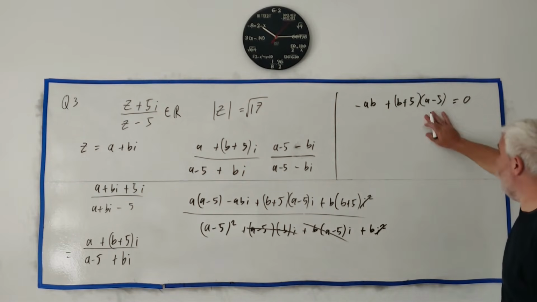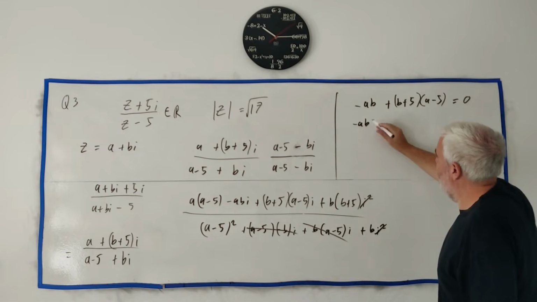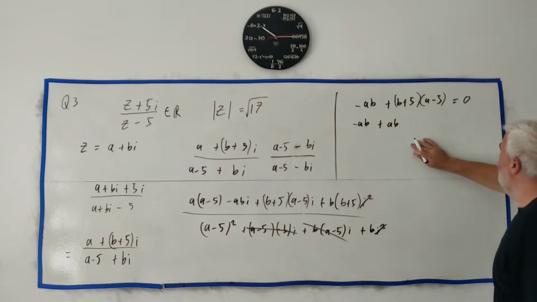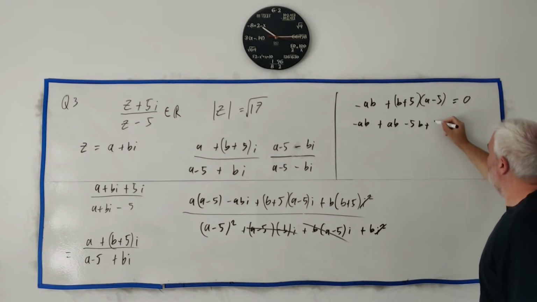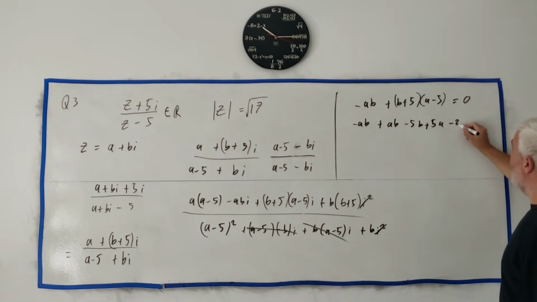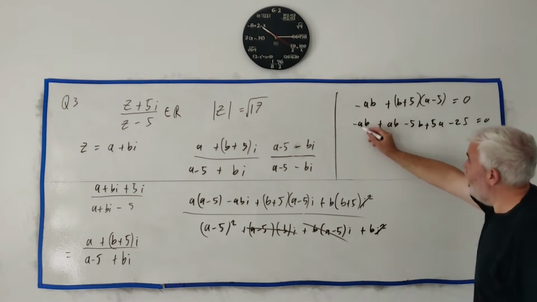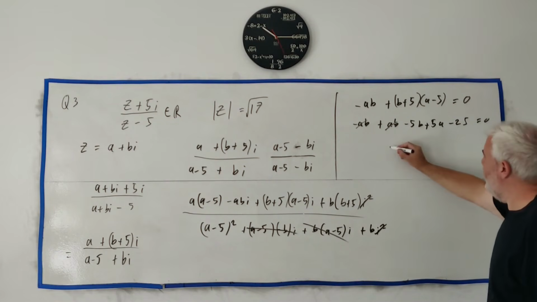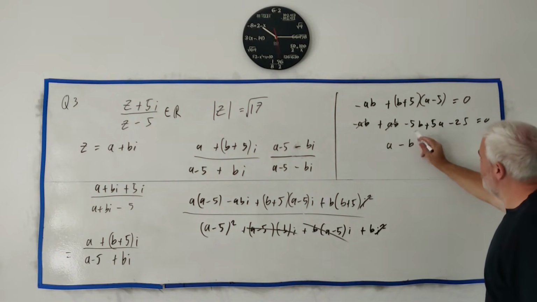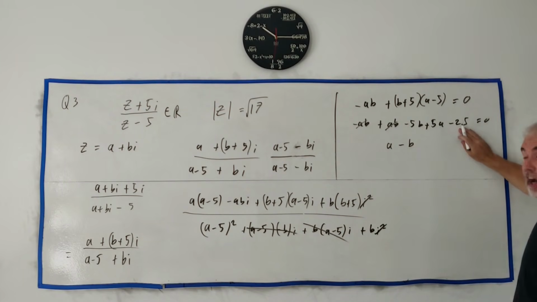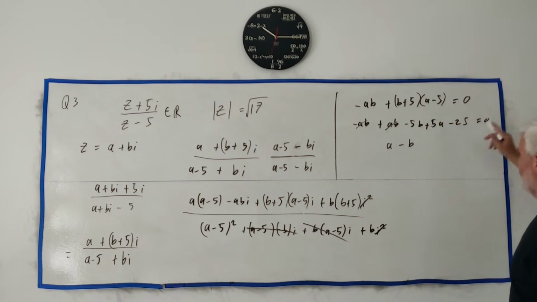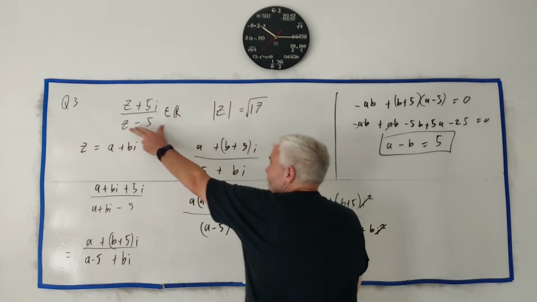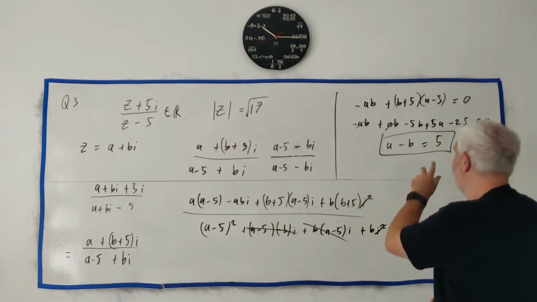And we can clean this up a lot here. We'll get minus AB plus AB, this is b times a here. Minus 5b plus 5a minus 25 equals 0. The AB's cancel. We're just left with, divide everything by 5. We're left with an a here, minus b from here, and a 5 here. I've divided everything by 5 and I've moved it over. We get this out of this fact. The fact that this is real tells us that.